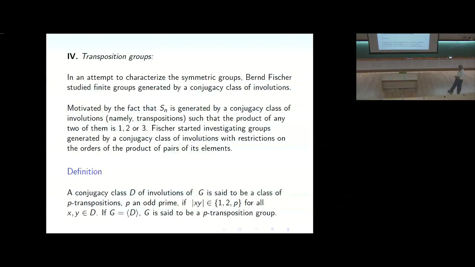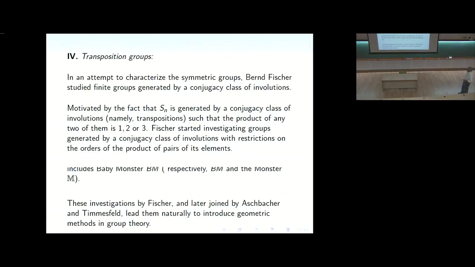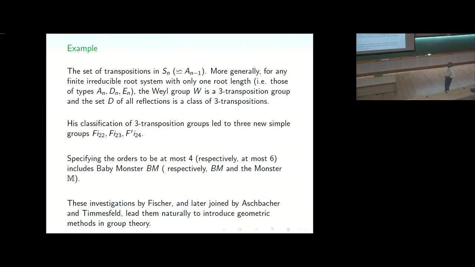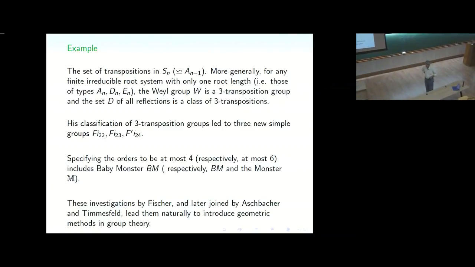Fischer's initial idea was to classify simple groups, or groups, generated by a single conjugacy class of involutions with some restrictions on the orders of the products of its elements. He started with something called 3-transposition groups, and his classification of them led to three new simple groups, the so-called Fischer 22, 23, and 24 prime. Fischer 24 is not simple; it has a subgroup of index 2, which is a simple group.